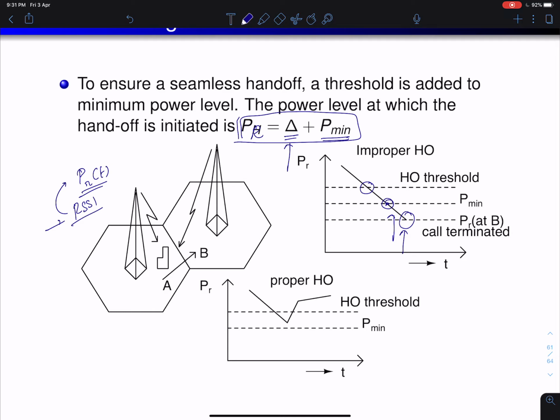Okay, there is no other way the cell phone will be reconnected back. The user has to make the call again. So that's why doing the transition at the right point is very, very important.